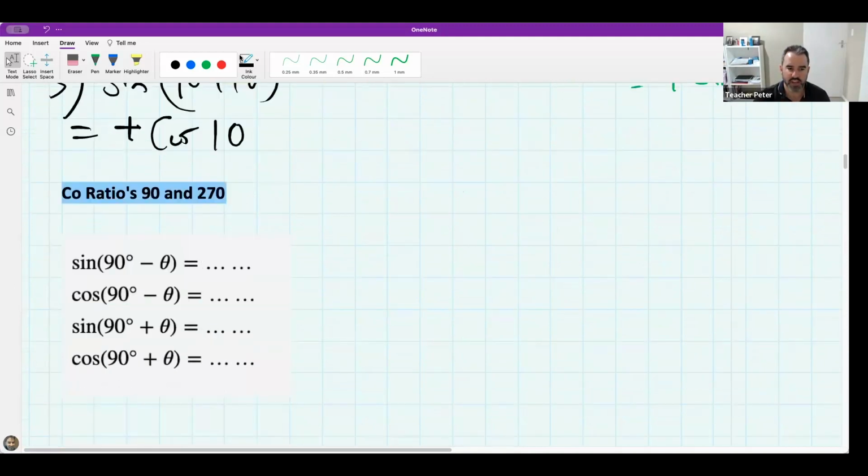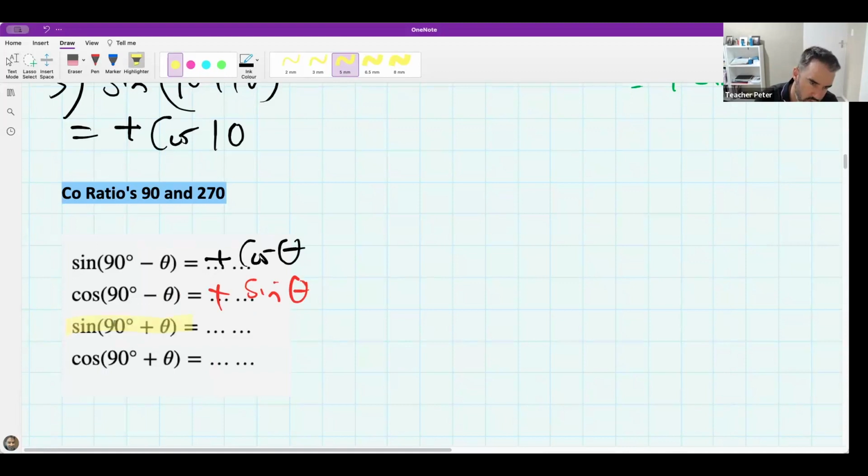If we take these co-ratio formulas in the same way as our reduction formula, we could rewrite the sine of 90 minus theta. It's in quadrant 1, so it's positive, and it would become the cos of theta. The cos of 90 minus theta, that's in quadrant 1, so it's positive, and it would become the sine of theta. I want you to do the next two for me. Can you simplify the one in yellow? Can you simplify the one in green?